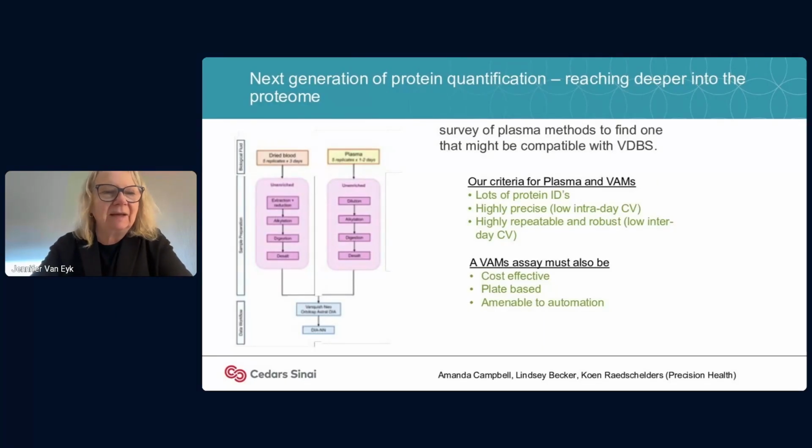This work was done by Amanda Campbell, a visiting postdoctoral fellow, graduate student. And then we have Lindsay Becker and Kuhn, who have been leading it. And this was done under our precision health initiatives. So let's take a look at it.